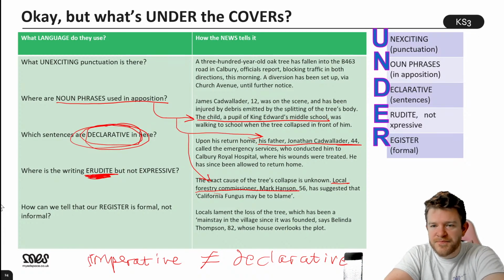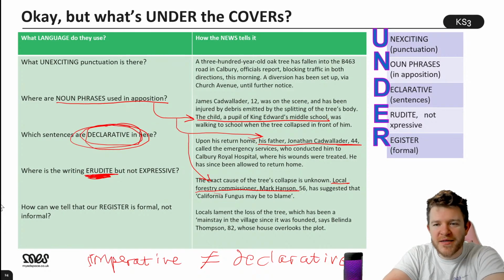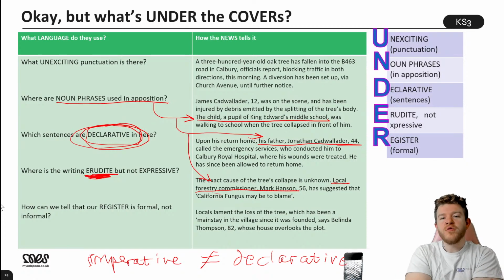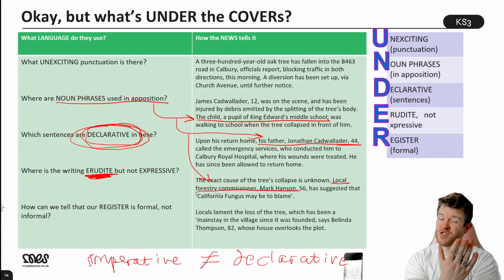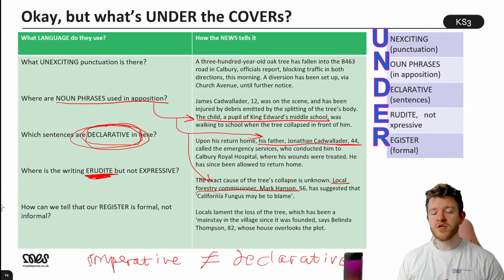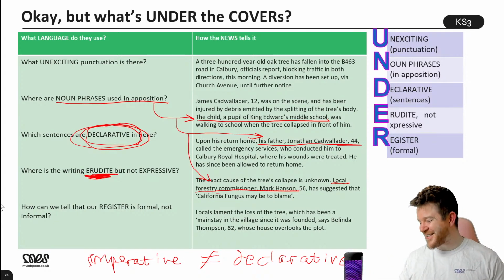Let's see. Erudite. Who's going to tell me what erudite means? I wonder if anyone's going to Google it or check a dictionary if they don't already know. Who's going to feel resourceful? It's not cheating, it's being resourceful. As long as you're obviously not doing it in an exam situation, you can use those resources that you have available.